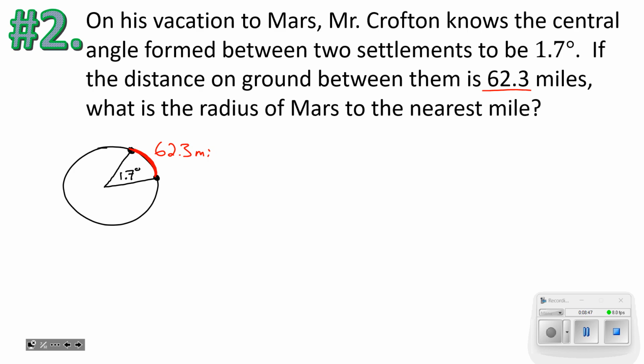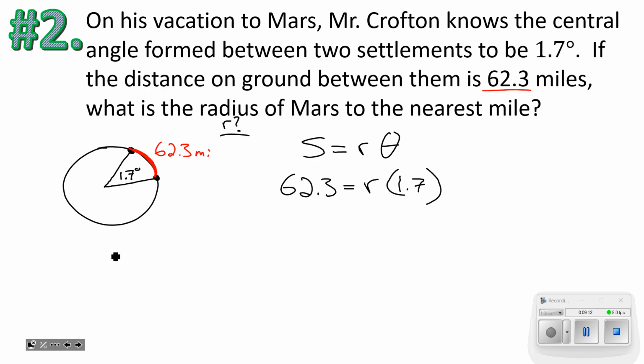So these things should all be pointing to arc length, which is S equals R theta. The arc length is the length of the arc, the distance around a curved object, so 62.3 miles. What is the radius? That's my question, so I'm going to leave it as R. A common mistake here is putting 1.7 degrees in here and just dividing it over. You're not doing that. You need to turn it into radians first.